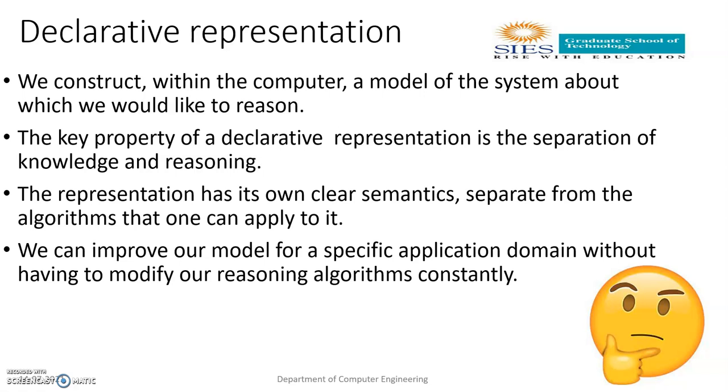So just having knowledge for one system to get trained is not enough. We need to add reasons. And when we are adding reasons, at that time 2 or 3 different dimensions come into the picture where probability comes in. Representation has its own clear semantics separate from the algorithms that one can apply to it.